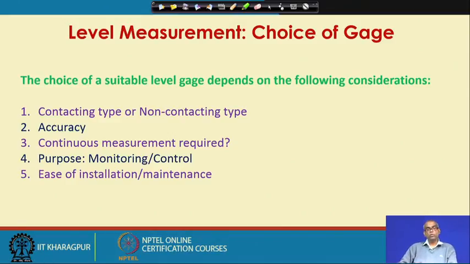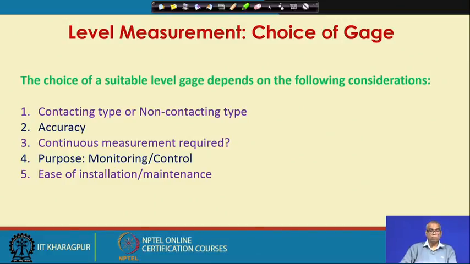So, finally, we have talked about various level measuring instruments. Now, how do I select a suitable gauge for my application? The choice of a suitable level gauge depends on the following considerations. We must ask whether we need a contacting type level gauge or non-contacting type level gauge. What is the accuracy required? Is continuous measurement required? Because all level gauges are not suitable for continuous measurement.